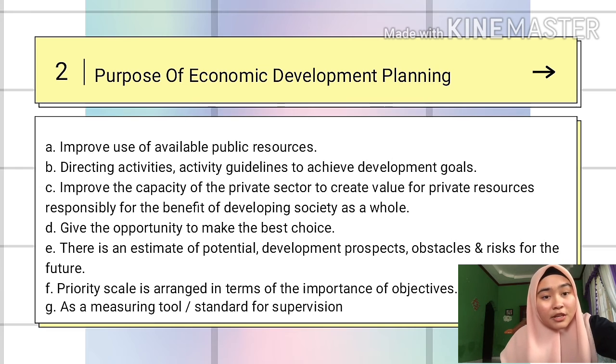What is the purpose of economic development planning? Such as to improve the use of available public resources, directing activity guidance that will achieve development goals, improve the capacity of the private sector to create value for private resources responsible for the benefit of the developing society as a whole, and give the opportunity to make the best choice. There is an estimate of potential development prospects, obstacles, and risks for the future. Priority scale is arranged in terms of the importance of objectives, and the last, as a measuring tool or standard for supervision.